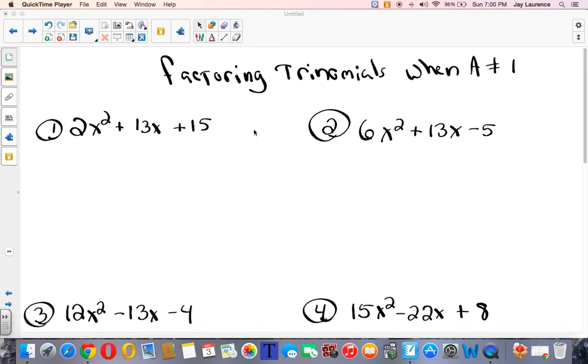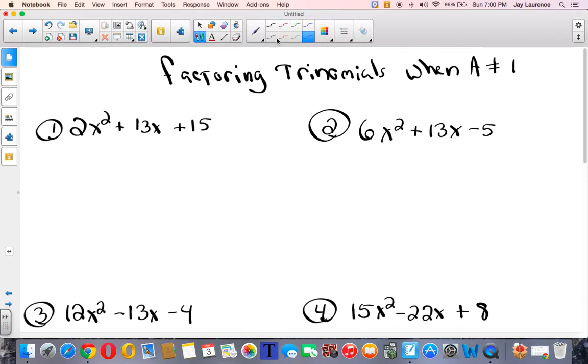You can see some trinomials here. I'm going to do 6 examples. Make sure you take some notes on these. They're not that difficult, but you have to consider your math facts. All right.